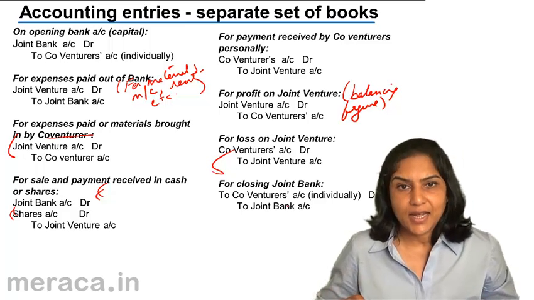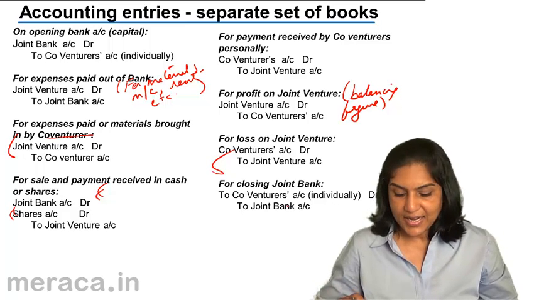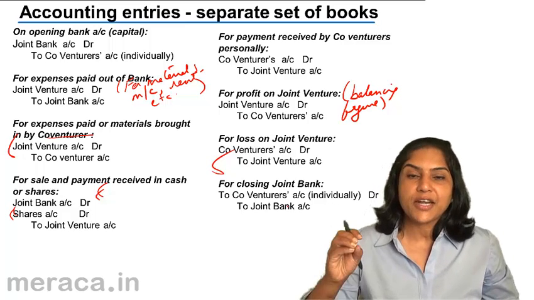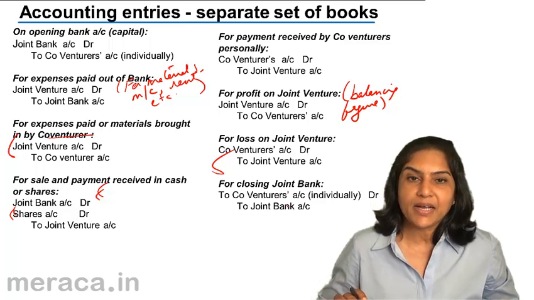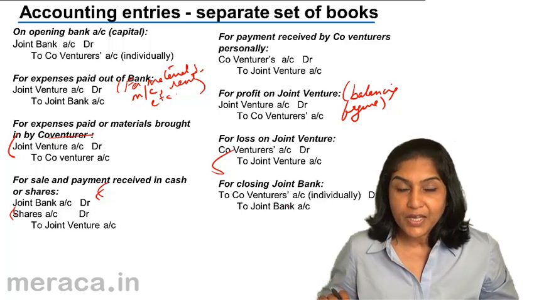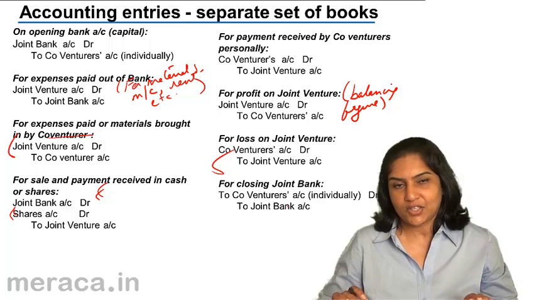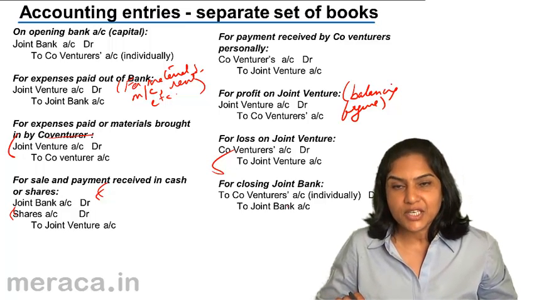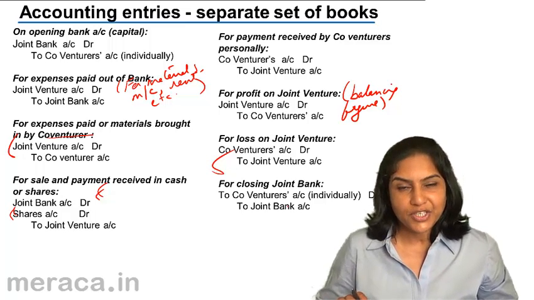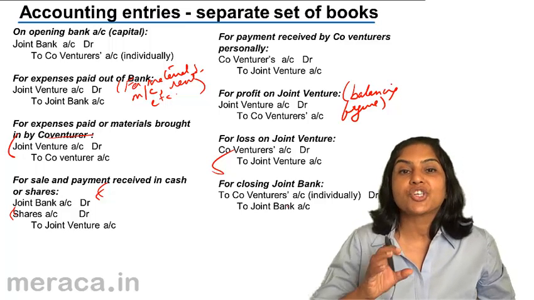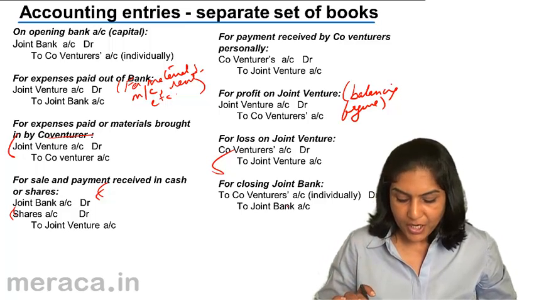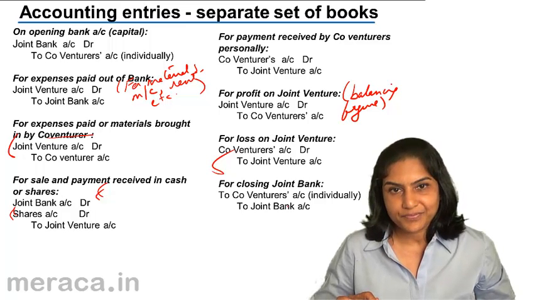Next, for the sale. In case of sale and payment is received and deposited into the bank, then joint bank account debit to joint venture. If we receive shares of a company as compensation, as income for joint venture, then we do open an account, shares of company account debit to joint venture.